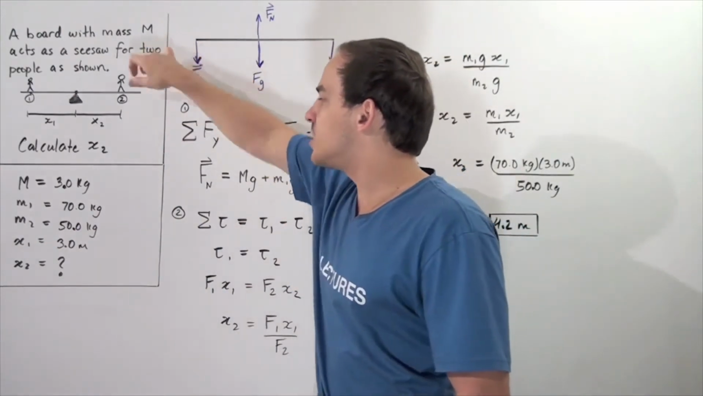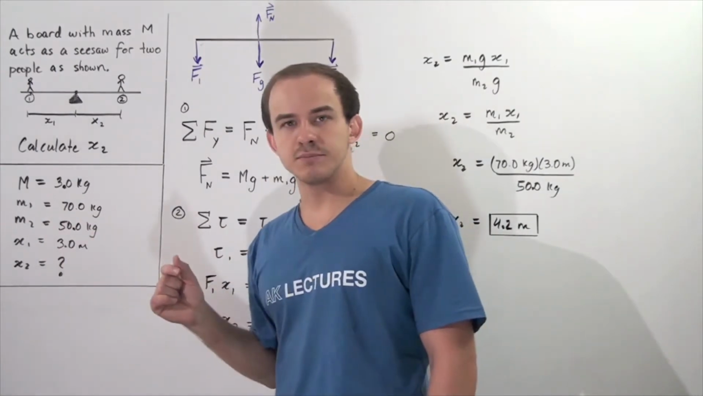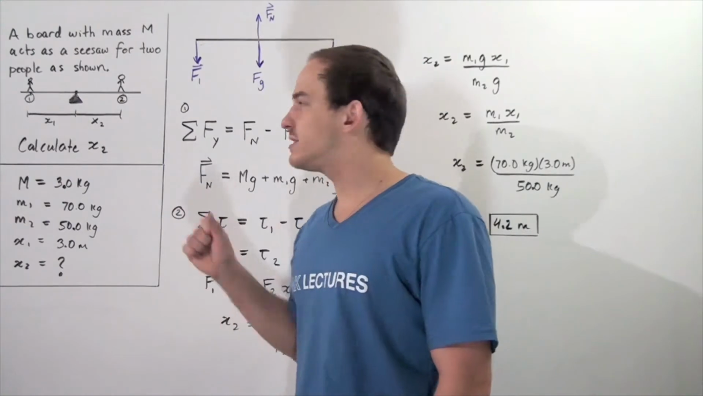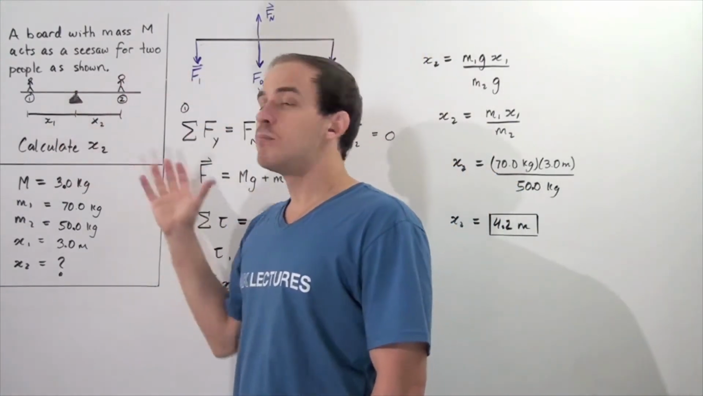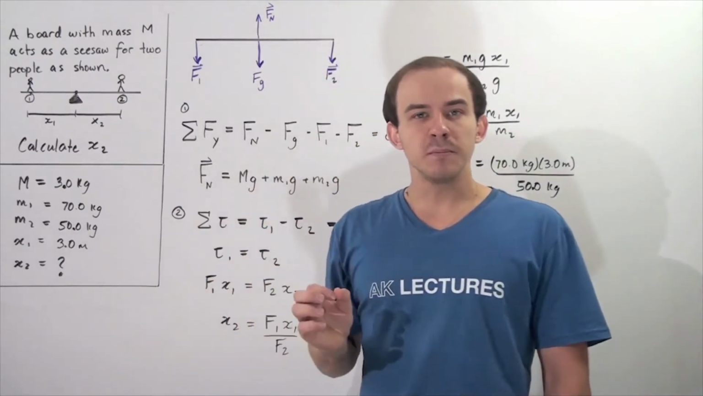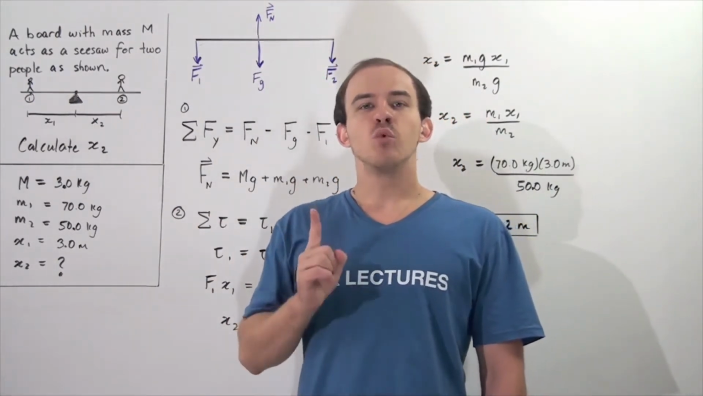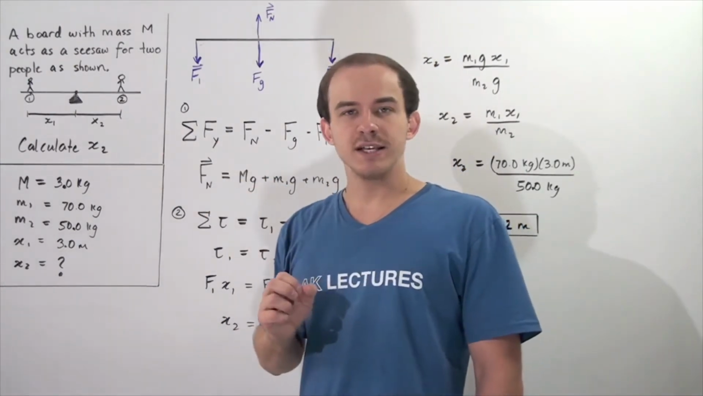Now we have person number 2 with mass M2, which has a value of 50 kilograms, and that person is standing some unknown distance x2 from the pivot. Assuming that the board is in static equilibrium, so it's not rotating and it's not translating, we want to calculate what our x2 value is.